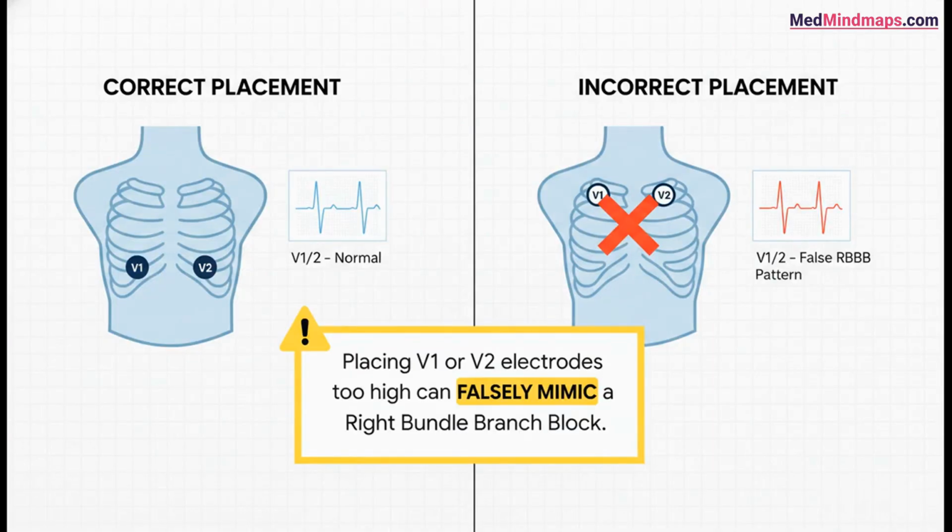And that brings us to another huge clinical pitfall. Seriously, accurate placement is everything. It's super common for people to place the V1 and V2 electrodes a little too high on the chest. The problem? That simple mistake can create a pattern that perfectly mimics a really serious condition like a right bundle branch block or even a STEMI. So yeah, precision really matters here.